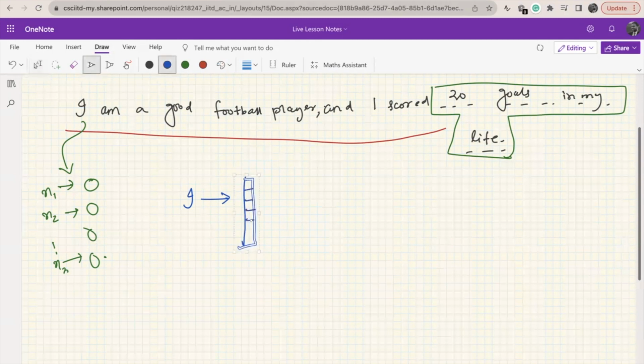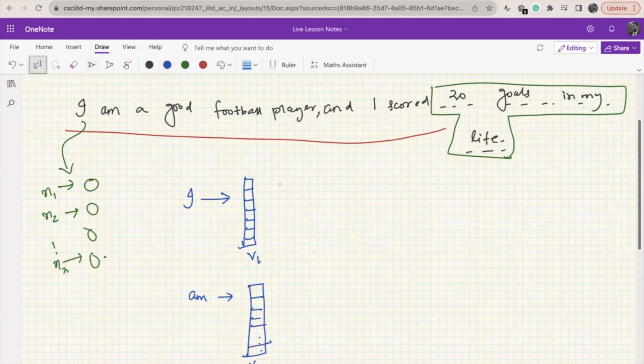So let's say "I" is here. "I" can be written as vector v1. Then the next word can be written as vector v2, and so on. There are a couple of questions. What is the size of the vector? It depends on the user; whatever you want to set, you can set it. Then what is the content of the vector? The content of the vector is a semantic representation of the word.